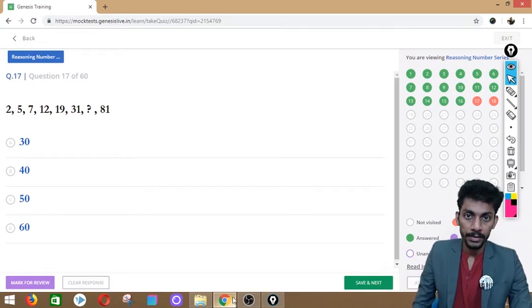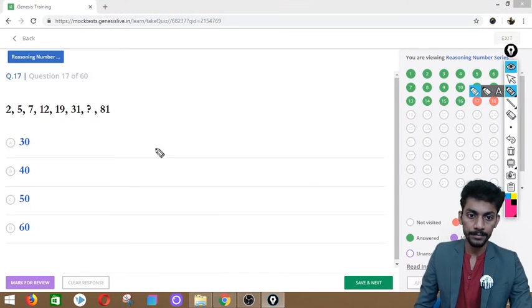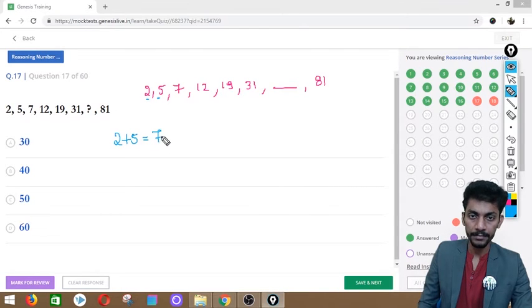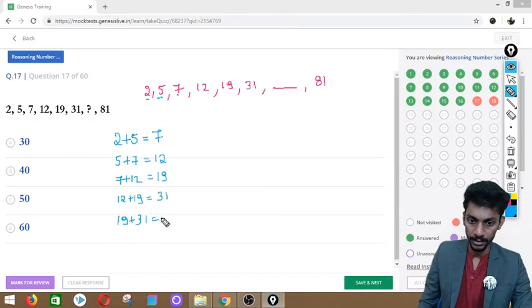Mark option C and go for the next one. Clear? Let's solve the next question. That is question number 17. Question number 17 says 2, 5, 7, 12, 19, 31, dash and 81. Very simple kind of question. The first term and second term are added together to get the third term. That is 2 plus 5 is 7. The second term and third term are added together to get the fourth term. That is 5 plus 7 equals 12. Next is 7 plus 12 is equal to 19. Then we have 12 plus 19 is equal to 31. Now how do we get the answer? It is 19 plus 31, that is equal to 50.